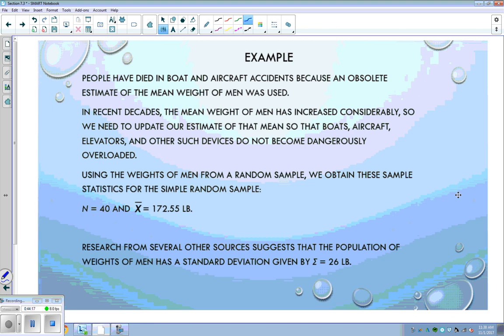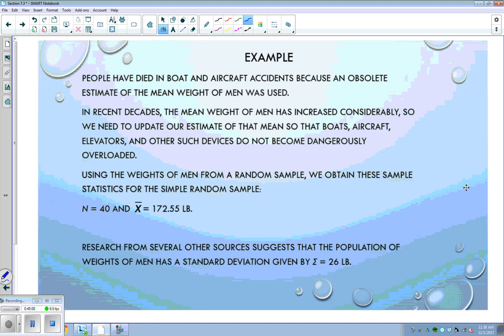So here we get to an example. People have died in boat and aircraft accidents because an obsolete estimate of the mean weight of men was used. And we saw that. We did the one where the ferry in the Baltimore Harbor sank. So in recent decades, the mean weight of men has increased considerably. So we need to update our estimate of the mean so that boats, aircraft, elevators, and other devices do not become overloaded.